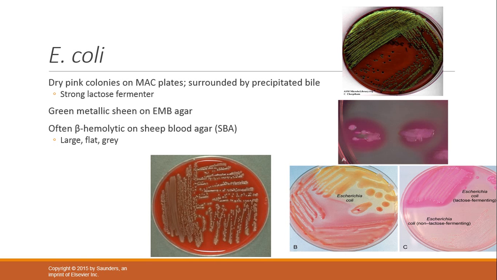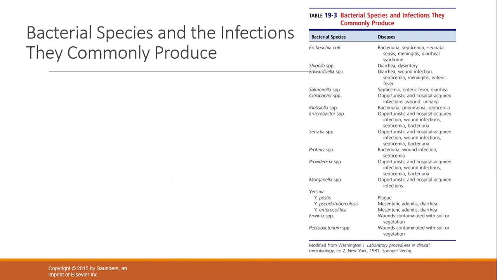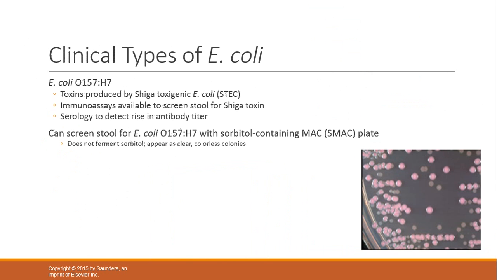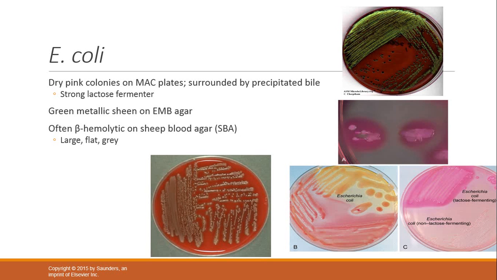It's described as dry colonies, and we'll see that in a second. Let's see if we got any moist. Oops. In a little bit, we'll see an example of very moist colonies. On EMB agar, E. coli grows with a metallic sheen.